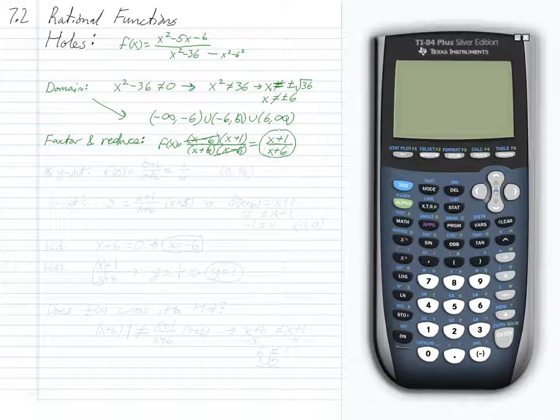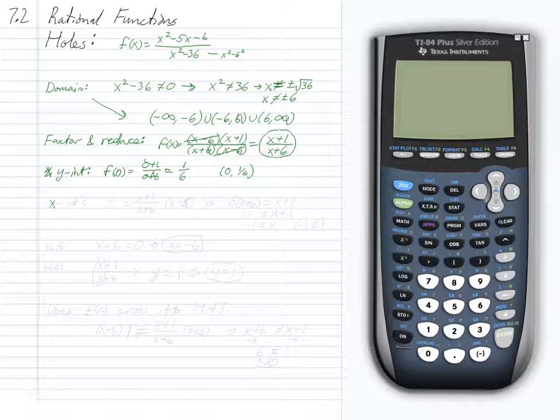So let's look at the intercepts. We'll look at the y-intercept first. If x is 0, now I'm going to use the reduced form of my function. So 0 plus 1 over 0 plus 6. So that's a lot nicer than using the original. I get 1/6. So we've got a y-intercept at 1 over 6.